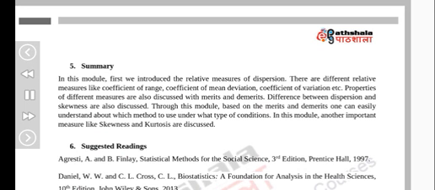5. Summary. In this module, first we introduced the relative measures of dispersion. There are different relative measures like coefficient of range, coefficient of mean deviation, coefficient of variation, etc. Properties of different measures are also discussed with merits and demerits. The difference between dispersion and skewness is also discussed. Through this module, based on the merits and demerits, one can easily understand which method to use under what type of conditions. In this module, other important measures like skewness and kurtosis are also discussed.